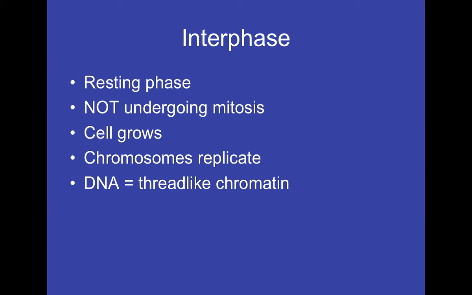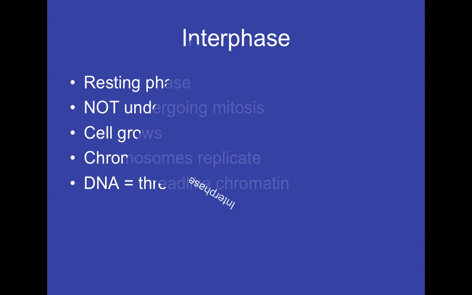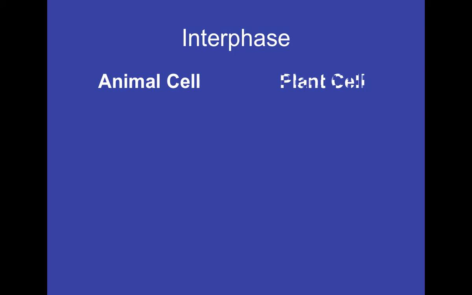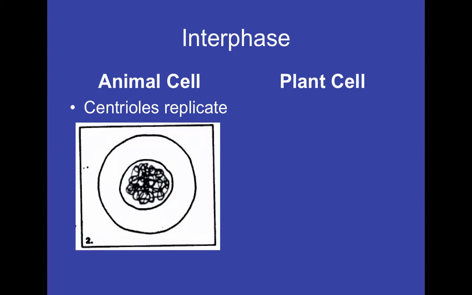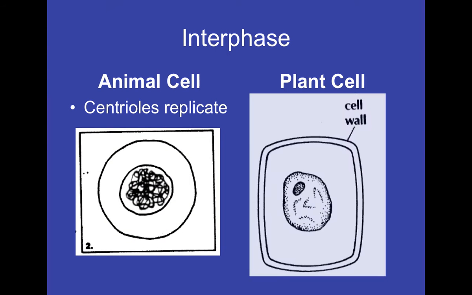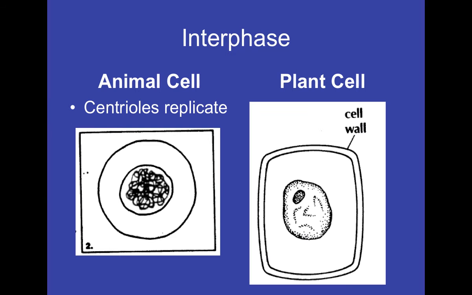So on your sheet of pictures, you've actually got a couple of them. If we look here, in the animal cell, the centrioles will replicate. You can put that or not, but this is the animal cell picture, and then this is the plant cell picture. Now, if you want, you can only put the animal cell picture there. That is fine.